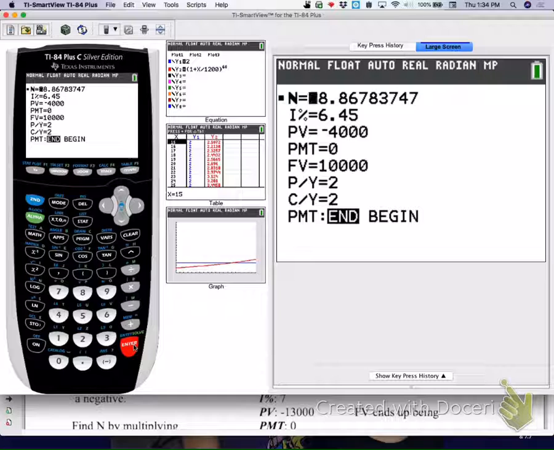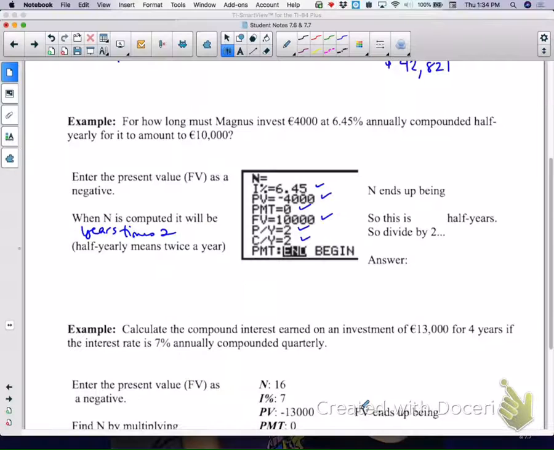Okay, so 28.896. So again, 28 years wouldn't be enough. They're not going to want you to say 28.9 years. So let's run that up to 29. So N ends up being 28.86 and so on. But we're going to say that's 29, but that's 29 half years. So we're going to have to divide that by 2. So the answer would be 14.5 years.